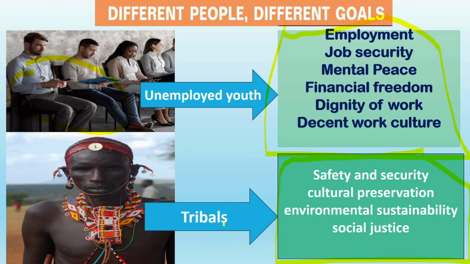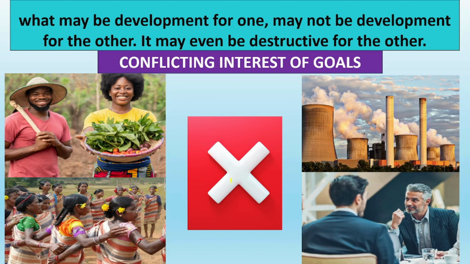The development goal of tribals may not be the development goal of the entrepreneurs. The development goal of unemployed youth may not be the development goal of the agriculture laborers. In this manner, different people have their unique style of developmental goals. What may be development for one may not be development for another. It may even be destructive for some others. Destructive in the sense that the development goal of one section of people causes harm or loss to another set of people. So that is the destructive side of a developmental goal.